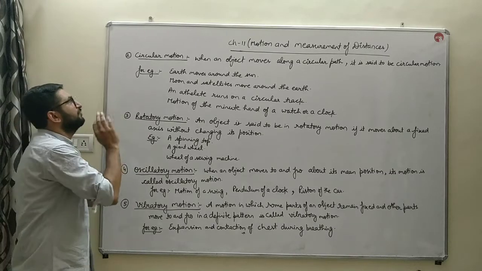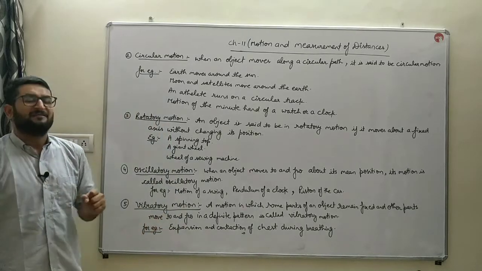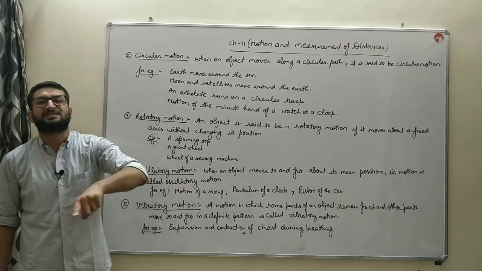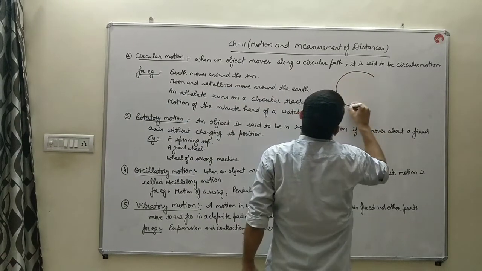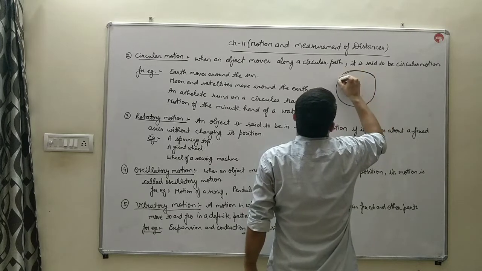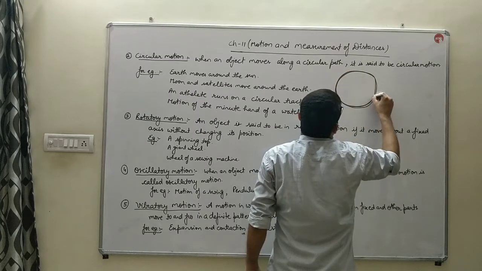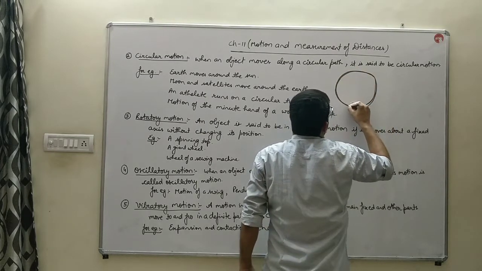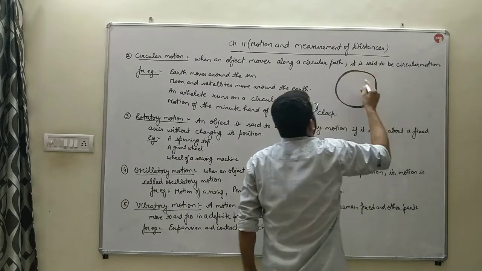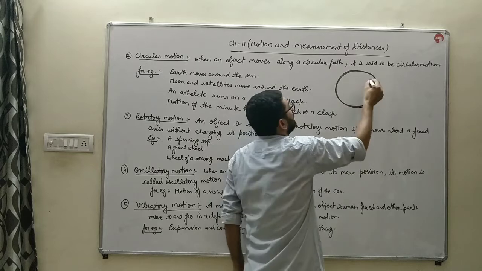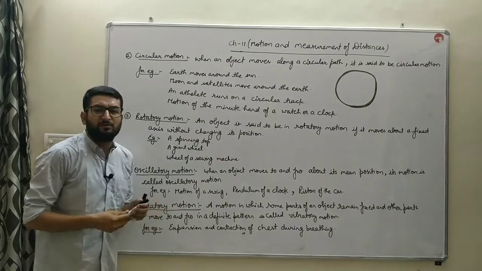The second form of motion which we have to discuss is circular motion. When an object moves along a circular path, along the circumference of a circle, that is known as circular motion. For example, an athlete runs over a circular path. A track is made on a circular path, children, and the athlete runs on this path, on this boundary. So that motion is known as circular motion.